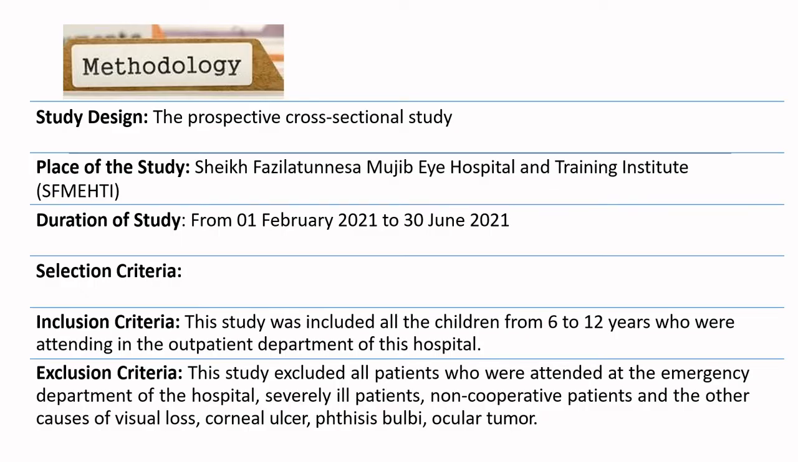This prospective cross-sectional study was carried out in a tertiary eye hospital of Bangladesh from 1st February 2021 to 30 June 2021. A purposive sampling technique was performed according to the selection criteria. The study included all the children from 6 years to 12 years who were attending the outpatient department of this hospital. This study excluded all patients who attended the emergency department of the hospital, severely ill children, non-cooperative children, other causes of visual loss, presence of active infection, phthisis bulbi, and intraocular tumor.